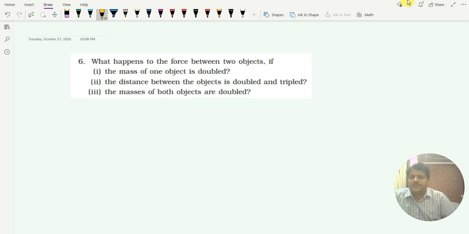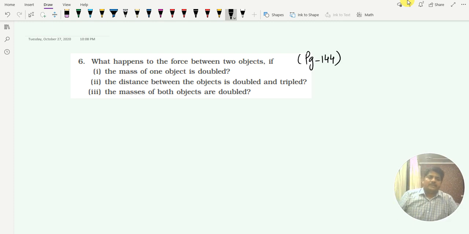It is question number 6 of your NCERT book, and it is in page number 144. Let us see how the questions are solved. The first question is, what happens to the force between two objects if the mass of one object is doubled?